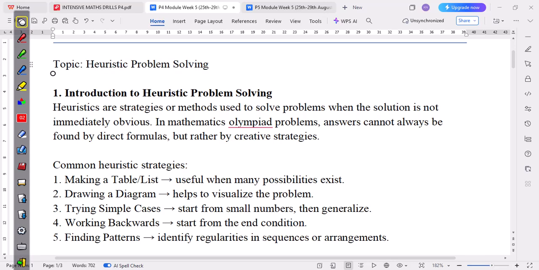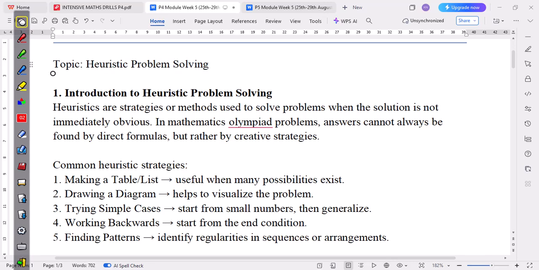Hello everyone, today we are going to learn about heuristic problem solving. Actually, this heuristic problem solving is a strategy to solve math questions. So this heuristic problem solving can be applied to all the topics in math. Let's learn about what heuristic problem solving is first.